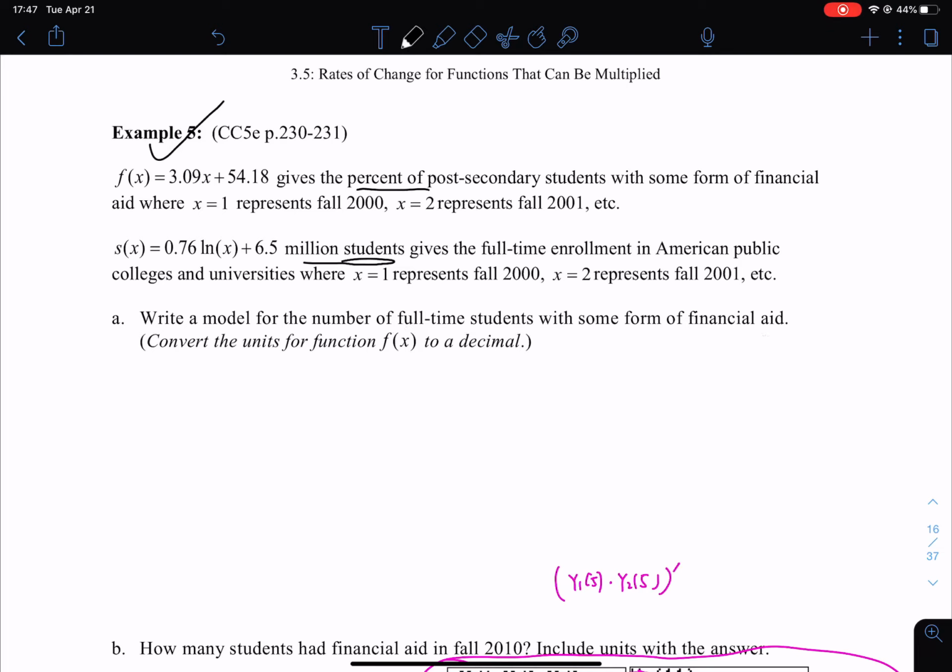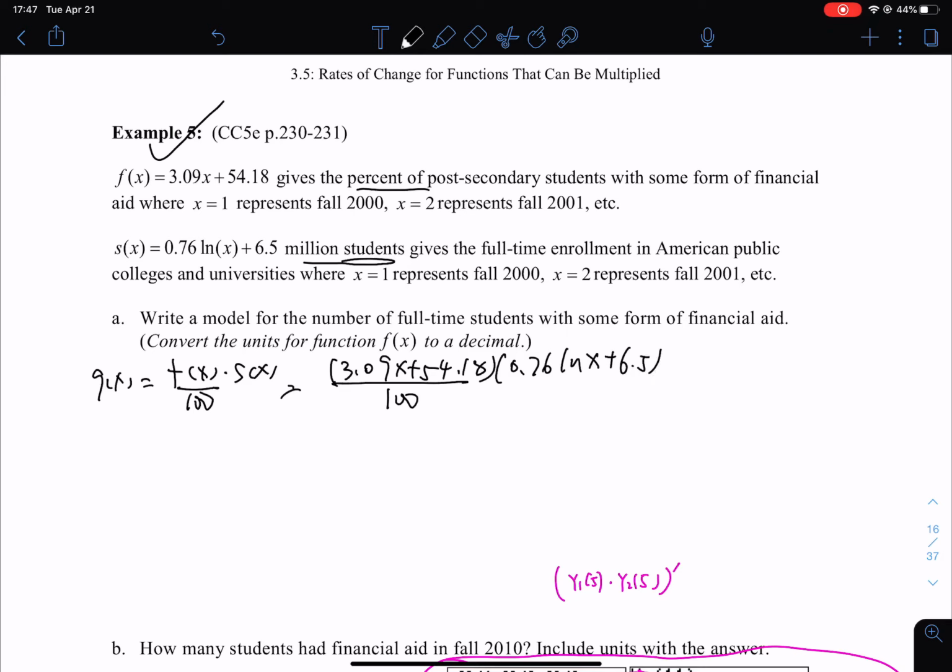So we know this is a multiplication of the two functions. But because one is the percentage and the other is just the number of students, after you multiply them together, we have to divide by 100 because f of x is the percent. Then just multiply them together. That is, divided by 100 times 0.76 natural log of x plus 6.5. And the unit is just million students.